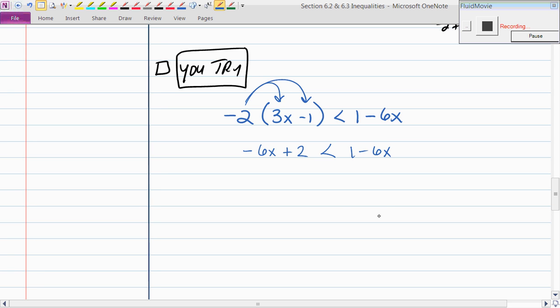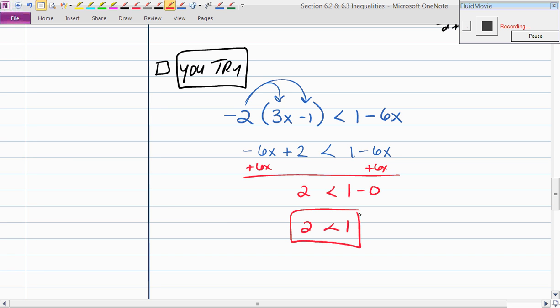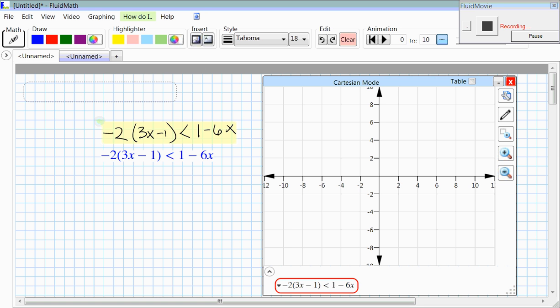Then what should I do? Add 6x to both sides. So that says 2 is less than 1 minus 0. 2 is less than 1. Just repeat that sentence a few times in your head. Is 2 less than 1? Yes. No, 2 is not less than 1. This is false. Therefore, that means that there is no solution. And that makes sense why there's no graph that can correspond.